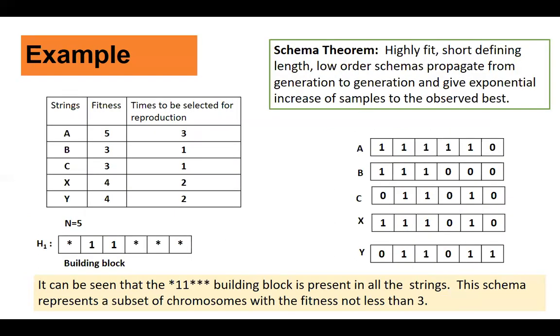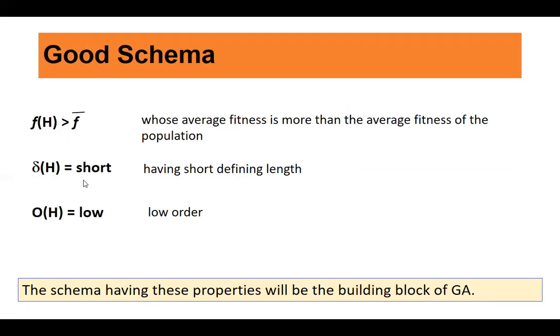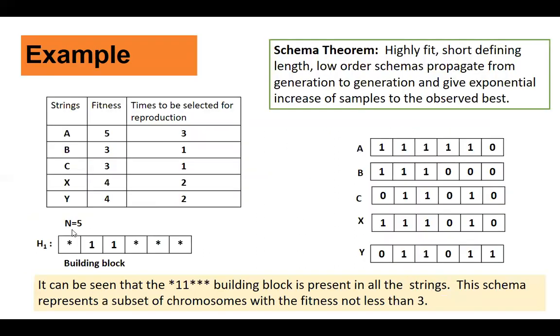This is just a simple example to prove the schema theorem, what it says: highly fit, short defining length, and low order, right? So more fitness, short length, and low order, right? So from generation to generation, it gives an exponential increase of samples to the observed best. So this is a simple example.